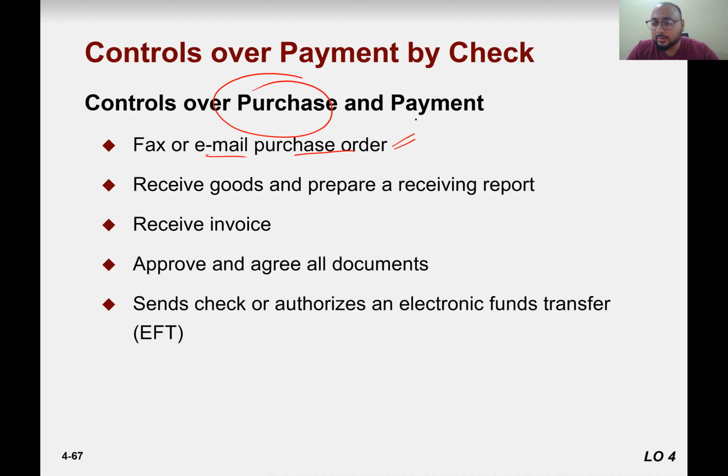So, receive goods and prepare a receiving report. It's not like you receive the purchase order and you issue a check to your supplier. No, when you hand over the check to the supplier, there must be a receiving report of goods as well, showing that goods are received in your godown or warehouse, right? There's going to be an invoice there, and all the documents must be approved.